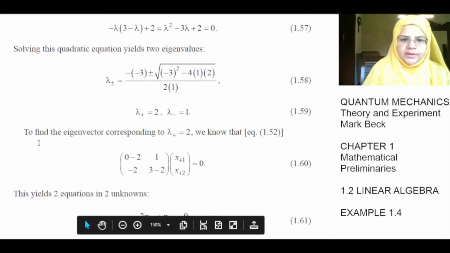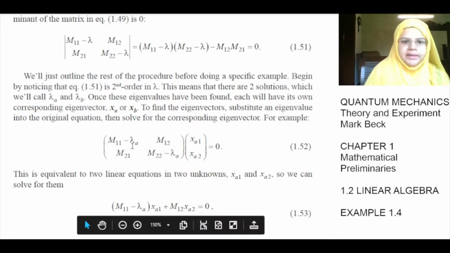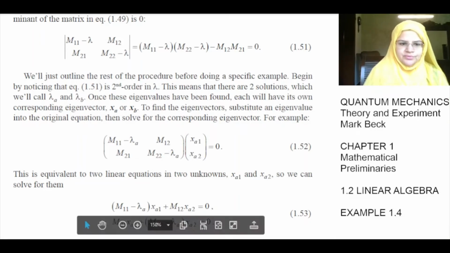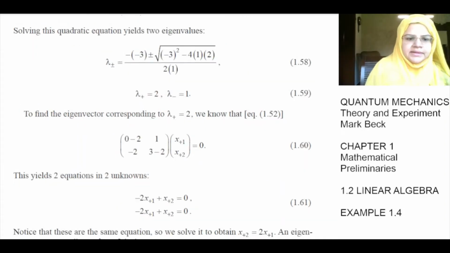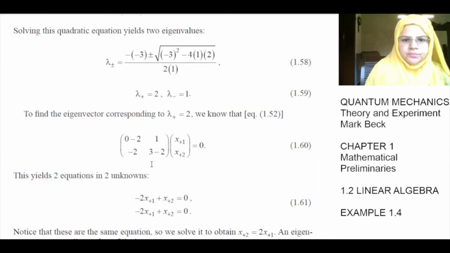To find the eigenvector corresponding to lambda plus is equal to 2, we know that equation 1.52. In equation 1.52, we have subtracted the value of lambda from the diagonal terms and have done matrix multiplication with the vector with components xa1 and xa2. Similarly, lambda plus is equal to 2. We will subtract plus 2 from the diagonal terms and carry out the matrix multiplication with the vector with components x plus 1 and x plus 2 and set it equal to 0. This yields two equations and two unknowns.